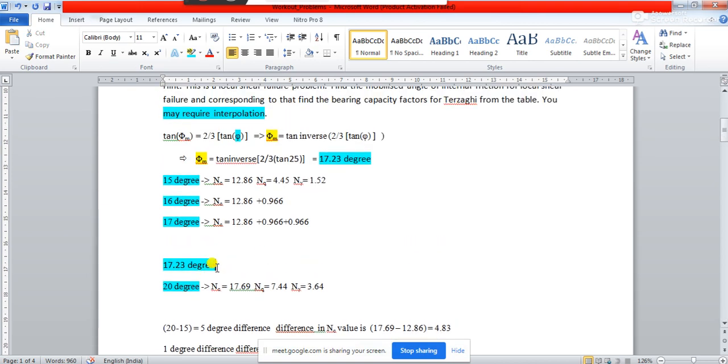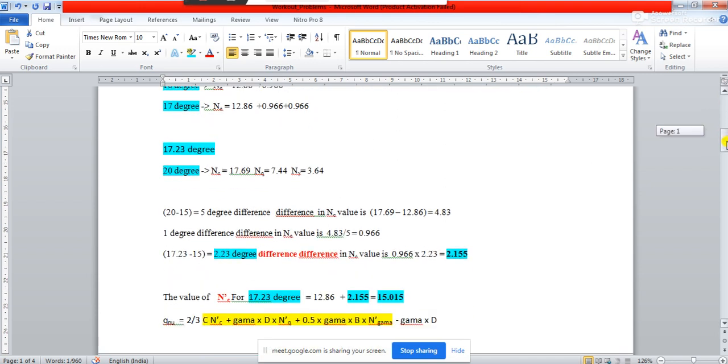We will have to find it out for 17.23 degree. So 17.23 degree is how much bigger than 15 degree? It is bigger than 2.23 degree. So 17.23 minus 15 degree is actually 2.23 degree. So for 2.23 degree difference, what will be the difference in NC?